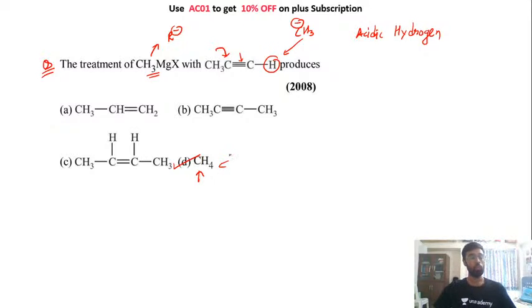Okay, so I hope these things are clear to everyone. The concept of Grignard reagent is very important. So always remember that you should check for acidic hydrogen.